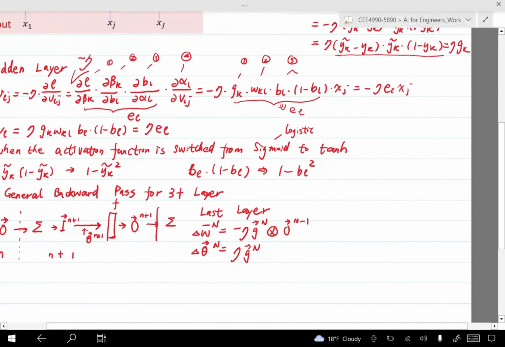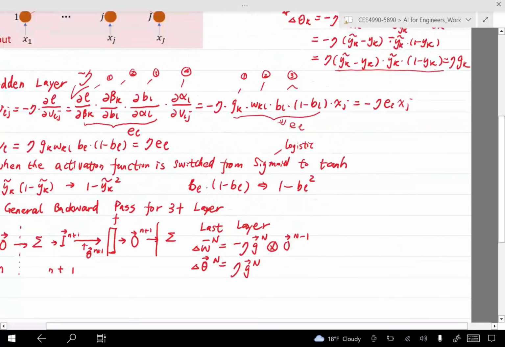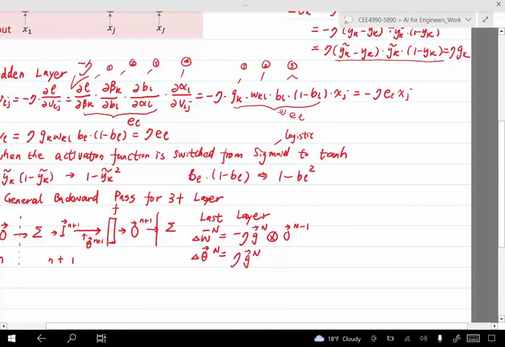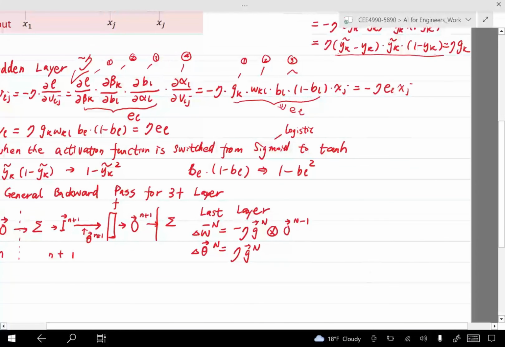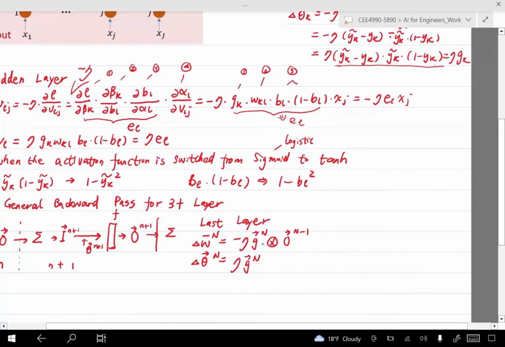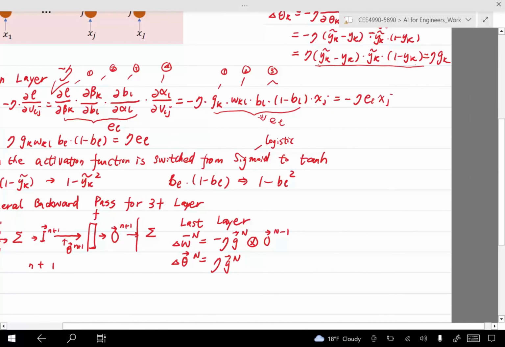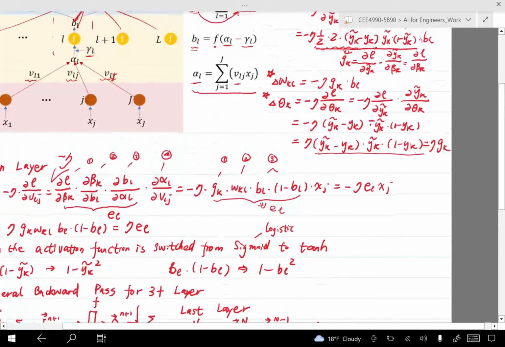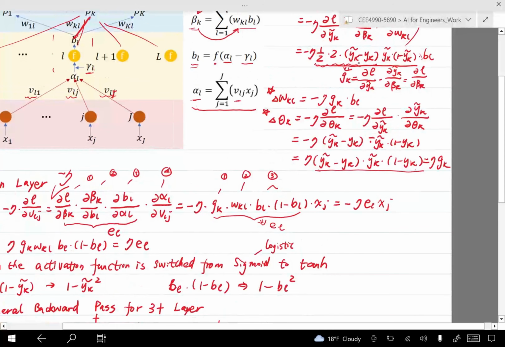Now we just convert everything from the subscripts, the index notation, to array notation. And there's one more thing, that is Gn. That is the thing that we need to pay attention to, because Gn is also a vector here. The equation for Gn is here. It's yk tilde minus yk, the whole thing.